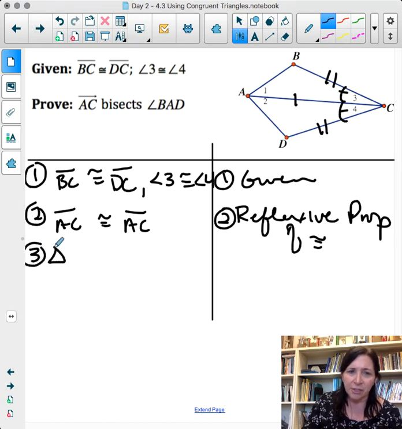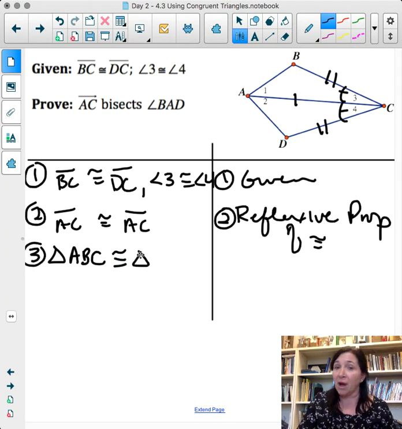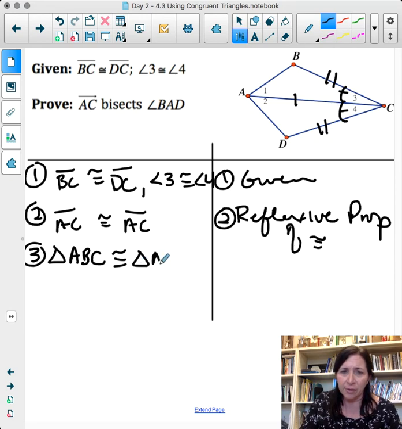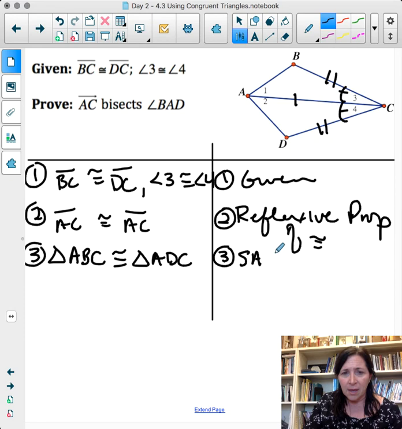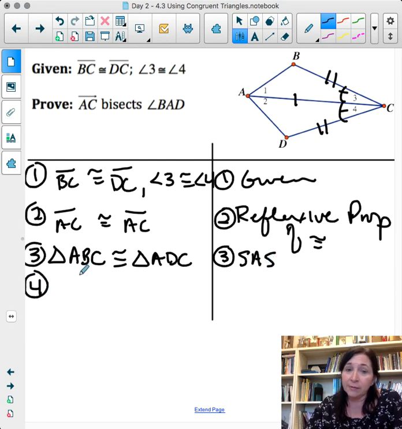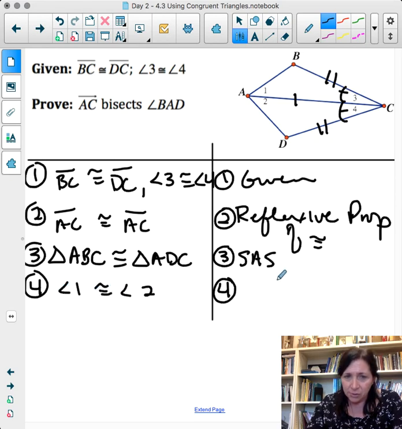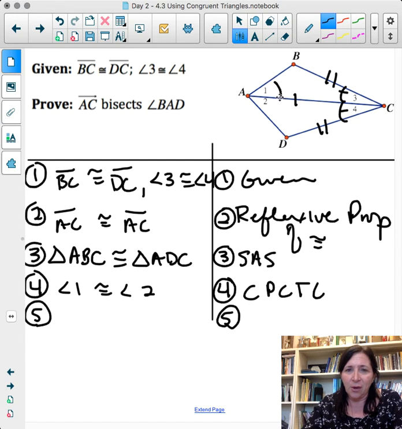Well, that makes my two triangles congruent. And my two triangles, let's go with ABC. And there's multiple ways of saying that the two triangles are congruent. Remember, there were 5 or 6 altogether from the beginning. So ABC, and we're going to say that's congruent to ADC. Number 3, and that's because of side, angle, side. And once my two triangles are congruent, then all of my parts are congruent. And so I can say angle 1 is congruent to angle 2 by CPCTC.